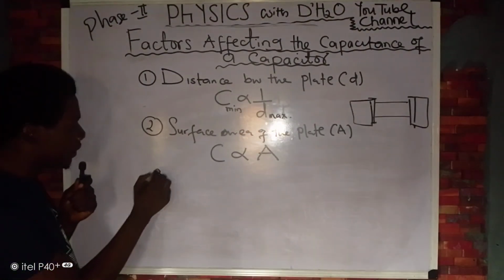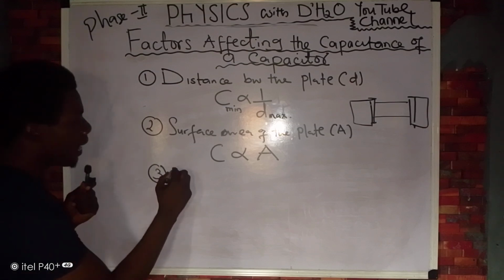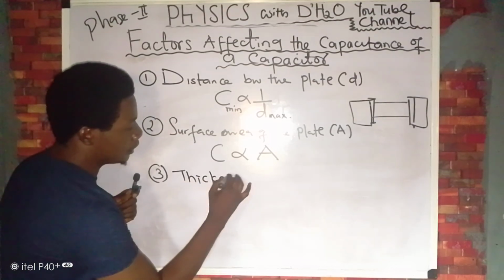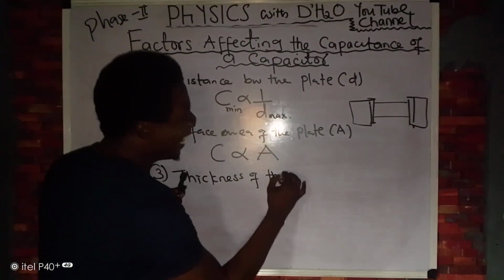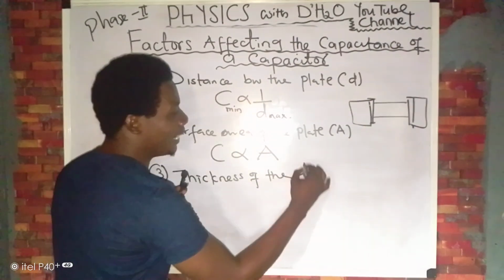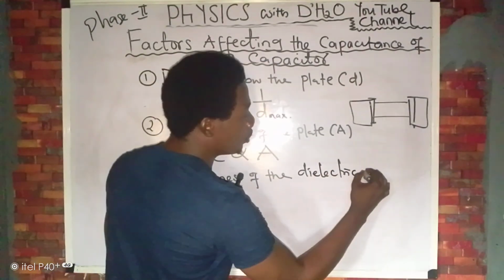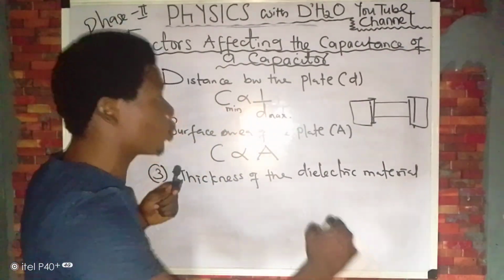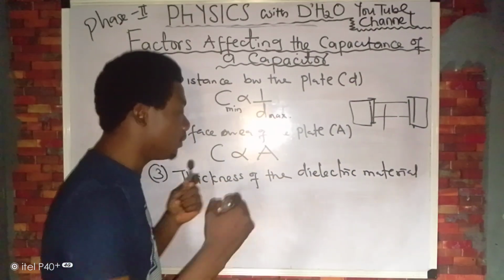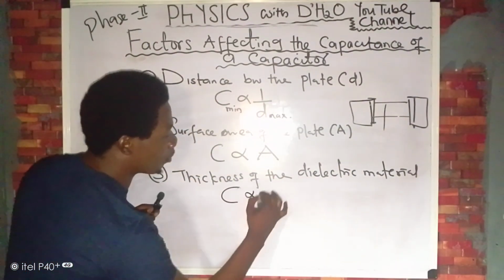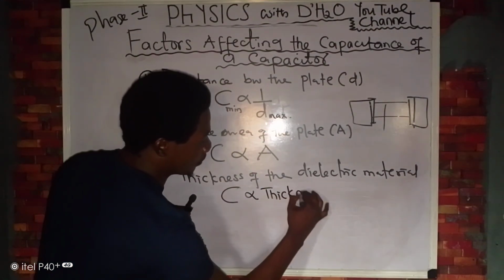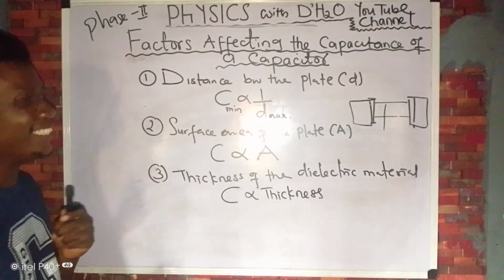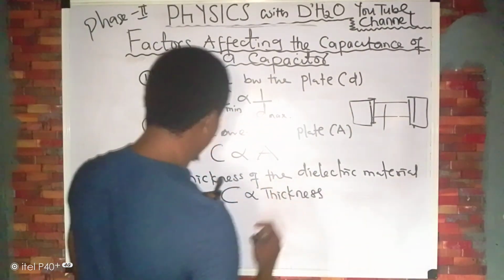Now, number 3, we have what we call the thickness of the dielectric material. Remember I told you that the dielectric material is an insulator that insulates these two plates, which is this. So the capacitance is proportional to the thickness. This must be noted. It is proportional to the thickness of the plate. The thicker this material, the greater the capacitance.